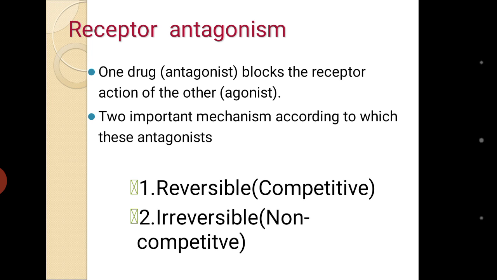The last one is the receptor antagonism. Whatever I told first, the antagonist is going to block the action of the agonist, right?